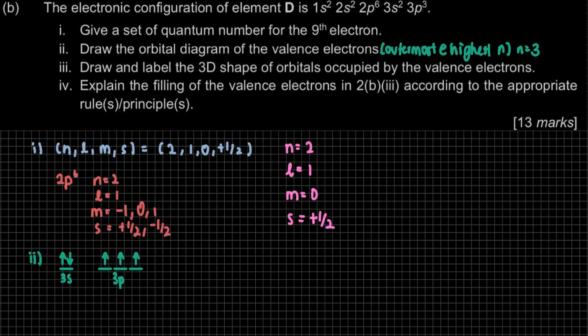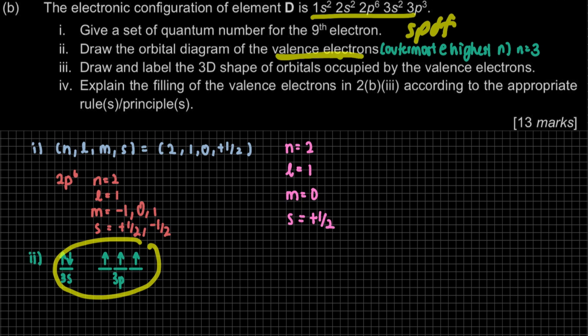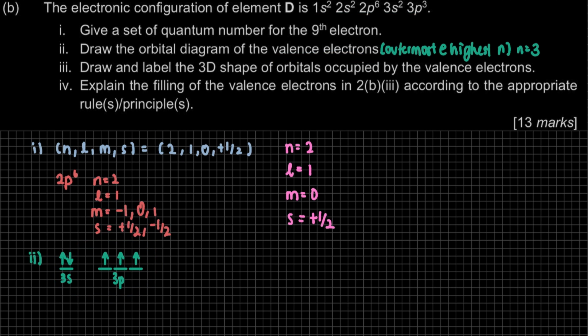Again, for the electronic configuration, there are two ways to write it down. Either this one as SPDF notation or this, which is what we call the orbital diagram. This question asks specifically for the valence electron, so the highest N, N equal to 3. If they ask you to write down all in terms of orbital, you have to start with 1s2. In this case, valence.